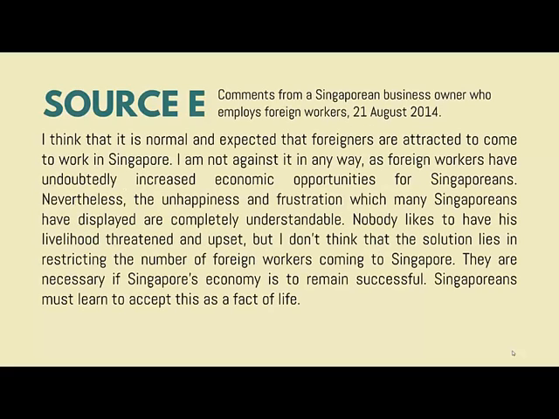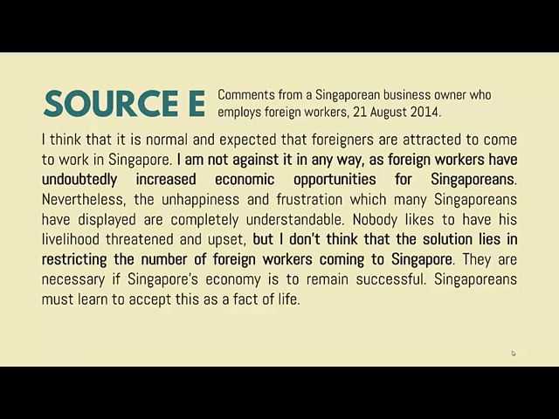So in this case, let's take a look at source E. We have a comment from a Singaporean business owner who employs foreign workers, 21st August 2014. I think that it is normal and expected that foreigners are attracted to come and work in Singapore. I'm not against it in any way, as foreign workers have undoubtedly increased economic opportunities for Singaporeans. Nevertheless, the unhappiness and frustration which many Singaporeans have displayed are completely understandable.